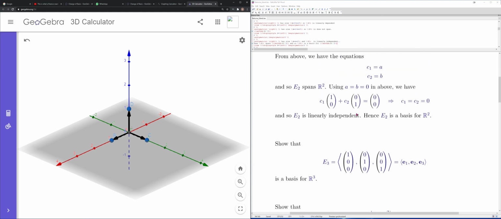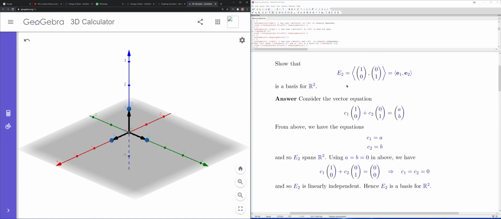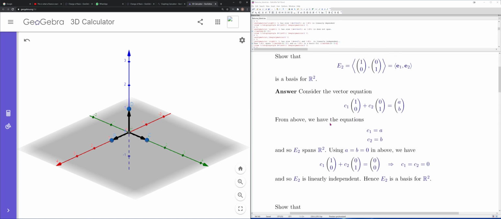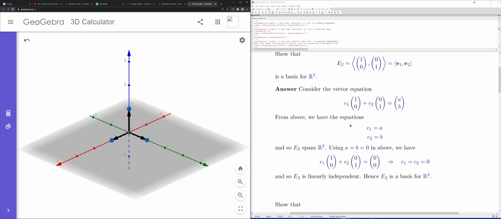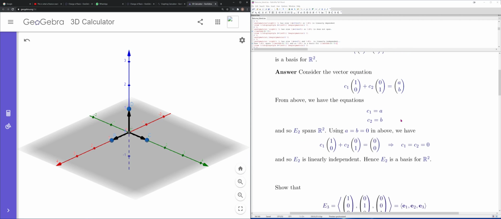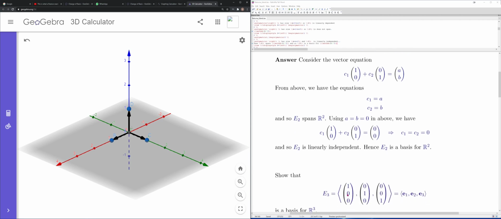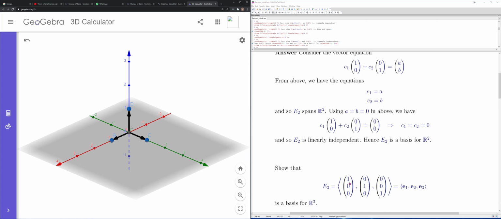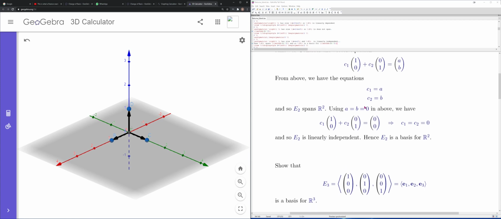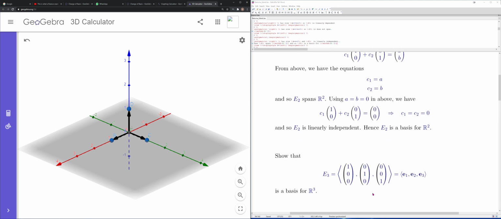Okay, so how do you show that this is a basis? Well, the working is really very similar to what I have for R2. You form your vector equation where you have arbitrary A, B, and C on the side, and then you show that these vectors span. Then you form your standard vector equation to check for linear independence, and you show that the C's must all be equal to 0. So you prove the span and the linear independence, and that would show that this is a basis for R3.